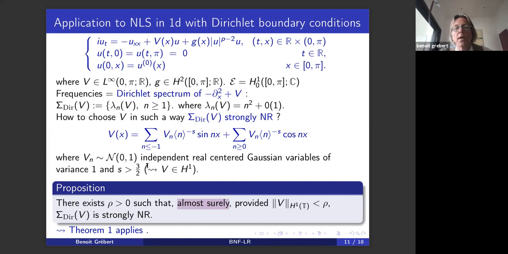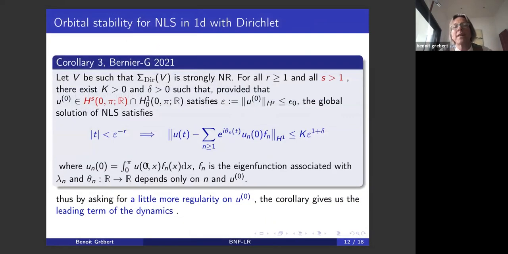What I want to give you is a corollary, and a corollary which is another way to understand the result. And it is an orbital stability result. So the corollary 3 says that if you take V such that the Dirichlet spectrum is strongly non-resonant, so for instance, take V as in the previous proposition, then for all R bigger than 1 and the novelty is S strictly bigger than 1, there exists a constant K and delta such that when you assume U0 not only in the energy space but also in Hs of (0, pi), then if you assume also that the norm in this Hs is small, then the global solution of NLS satisfies the following.